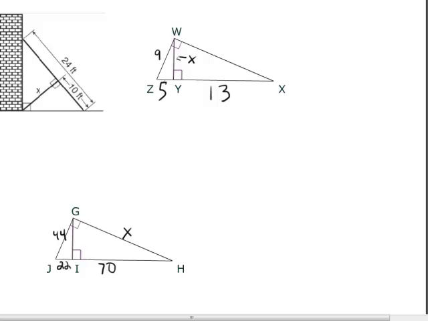Let's say we've got this real world situation with the picture depicted on the left, where we've got a brick wall and a ladder leaning against it. The ladder's 24 feet long. We know that this section is 10 and that we want to find x here. You want to find the altitude here.